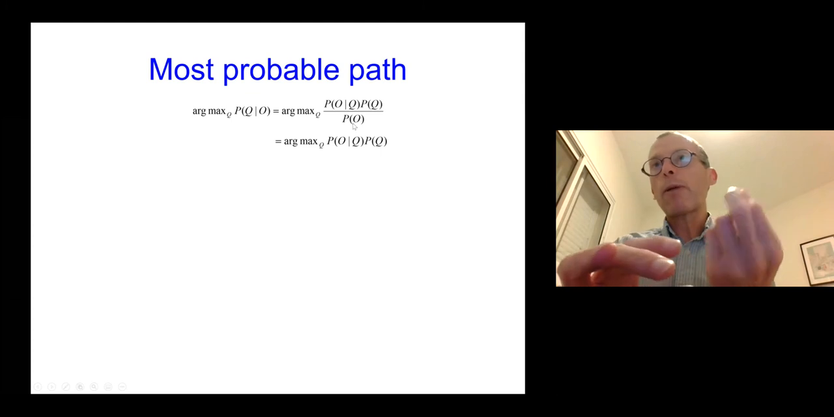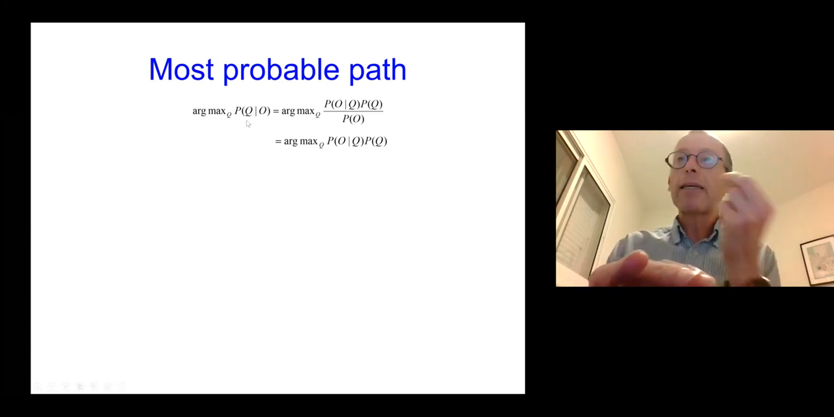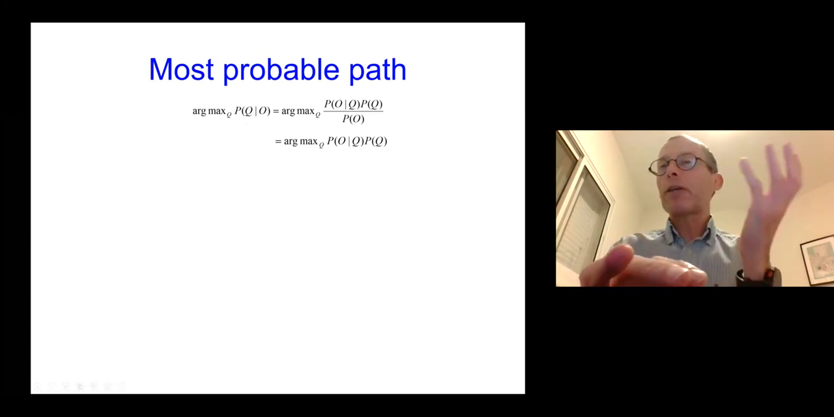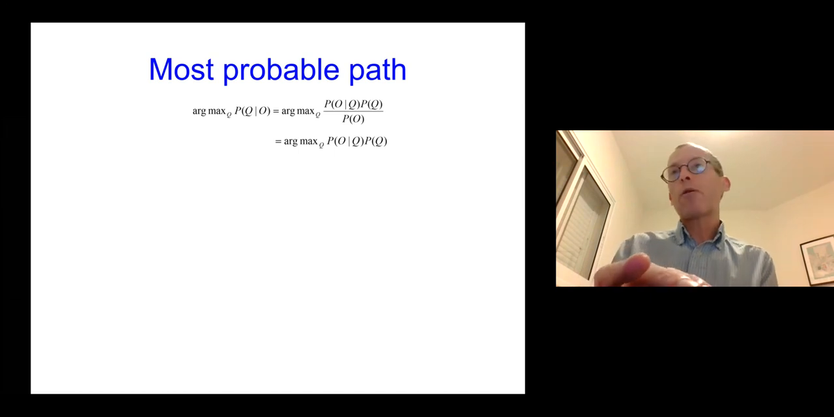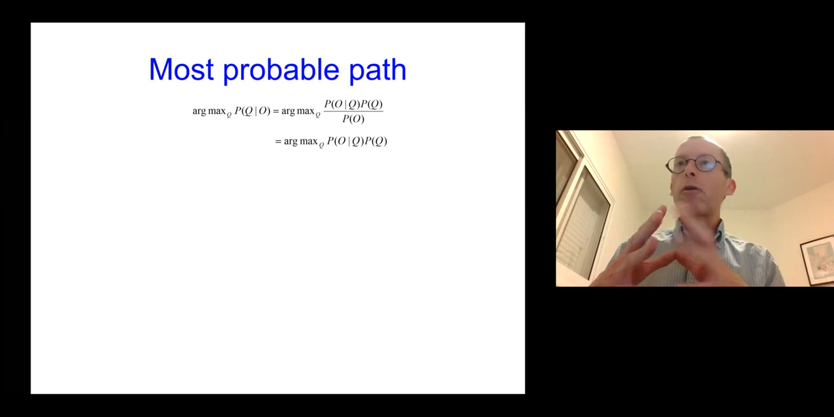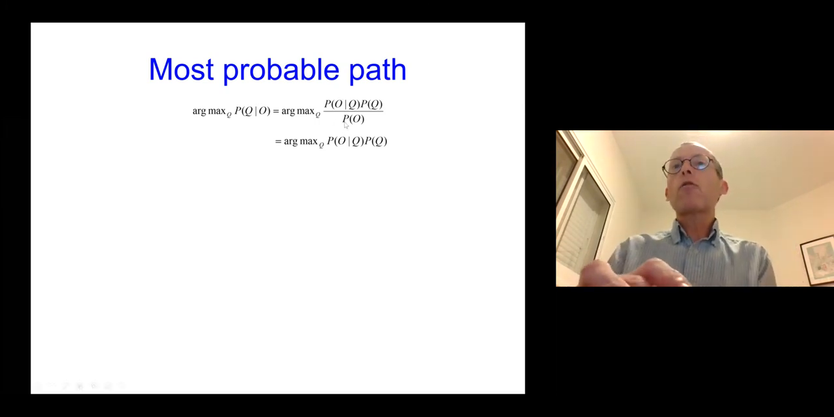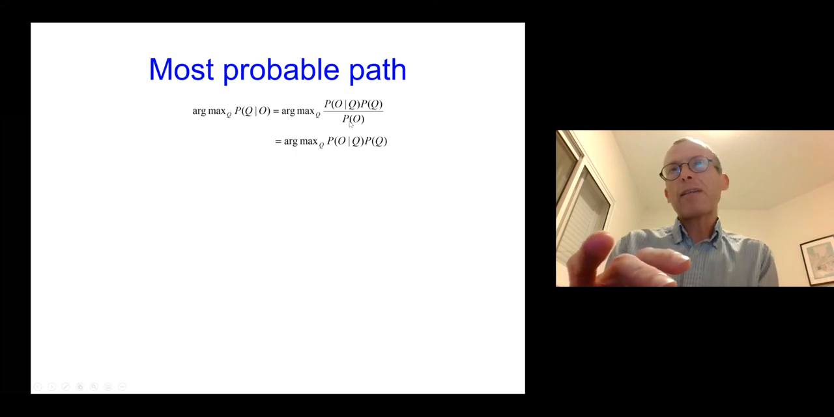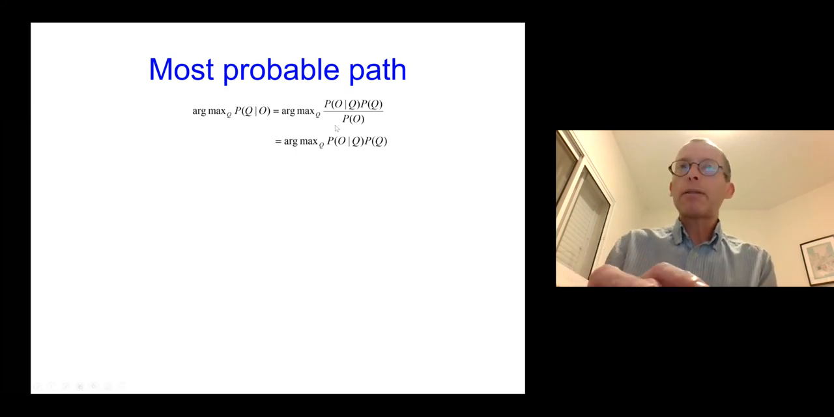We don't really care about the probability. We just want to find the set of states that maximizes this. Once we have it, we can easily compute the probability because we already talked about how to compute it for a given set of states, but that's not our goal at this stage. At this stage, our only goal is to find the best Q. So from now on, I'm going to ignore P of O. It doesn't change the maximal selection.